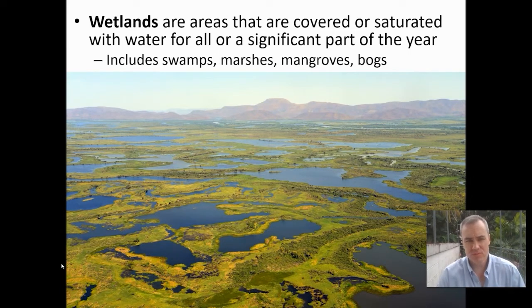And many times we want to slow down the infiltration and percolation of water and even intercept it in order to prevent floods. And one thing that's very, very good at doing that is wetlands. Wetlands are areas that are covered or saturated in water for all the year or a significant part of the year. So we're talking about things like swamps, marshes, mangroves, bogs that have in common that they are able to survive and thrive underwater or in deep water for a long time.